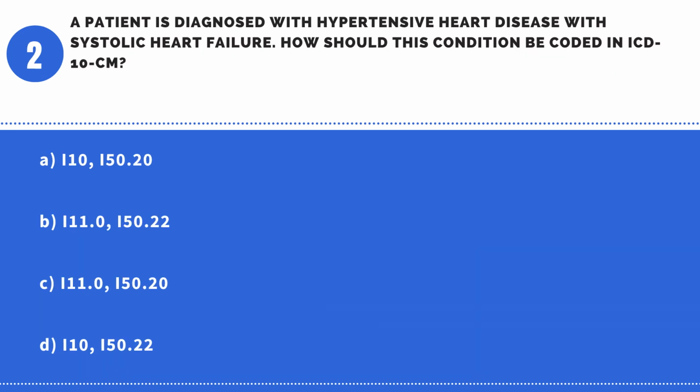Question 2. A patient is diagnosed with hypertensive heart disease with systolic heart failure. How should this condition be coded in ICD-10-CM? A. I10, I50.20. B. I11.0, I50.22. C. I11.0, I50.20. D. I10, I50.22.